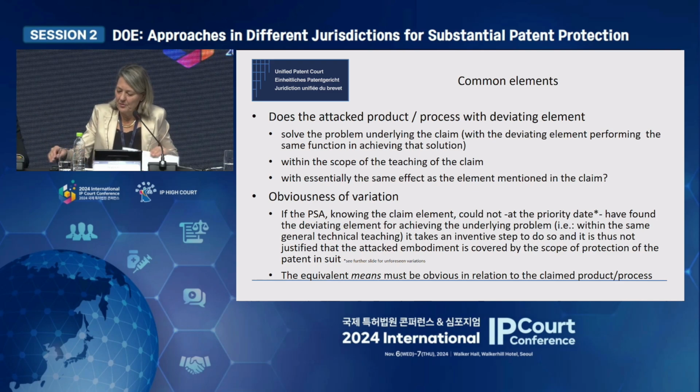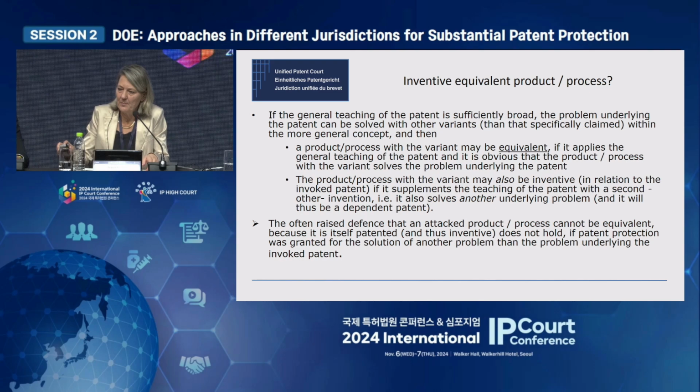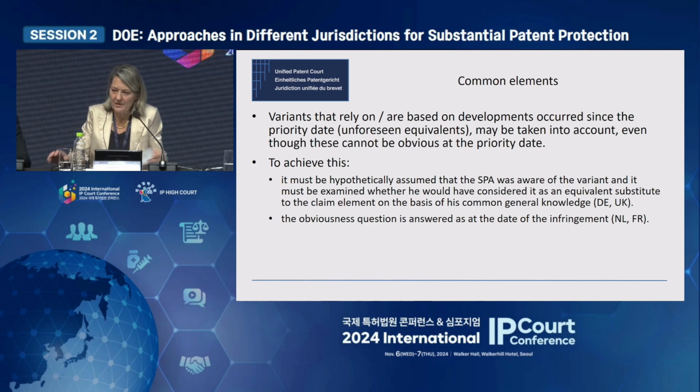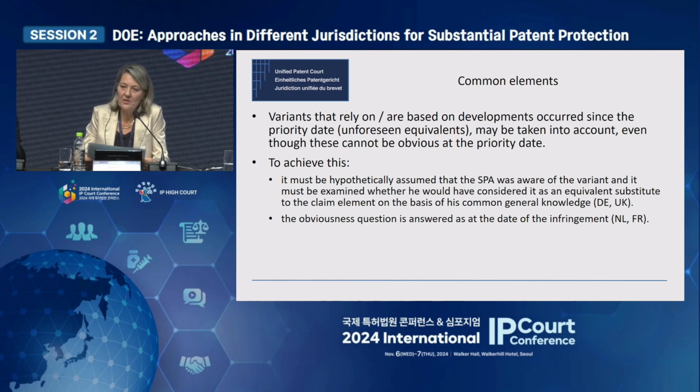I think I'm going to skip the question about inventive equivalence. We may come back to this later on, although it's an interesting question. As to new developments, so variations that rely on developments occurred since the priority date, Richard Meade already referred to his so-called unforeseen equivalents. They still may be taken into account even though these cannot be obvious at the priority date.